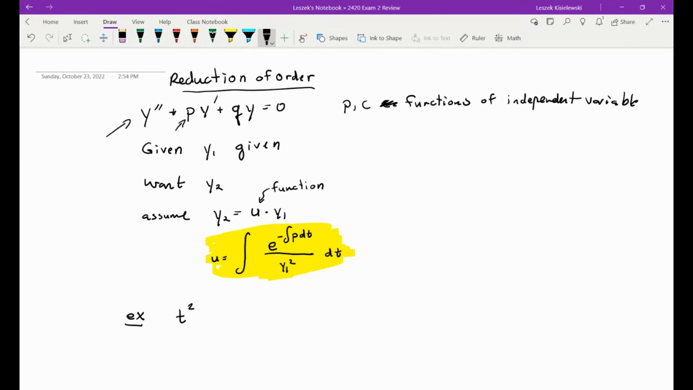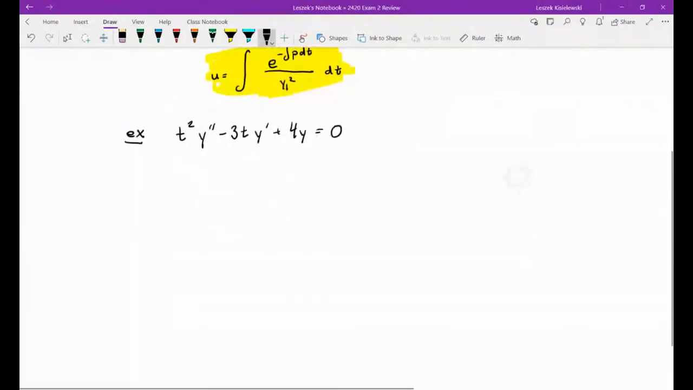So this example is going to be from, if you're familiar with Euler equations, this is where this is coming from. We have non-constant coefficients. It's homogeneous. Suppose we're given that one solution is simply t squared. Then you want to find another, independent solution. So we assume that it looks like a function of t times t squared.